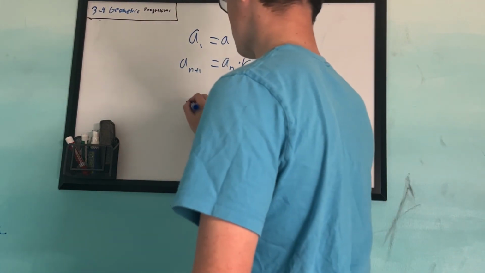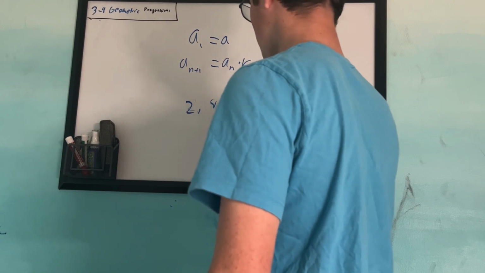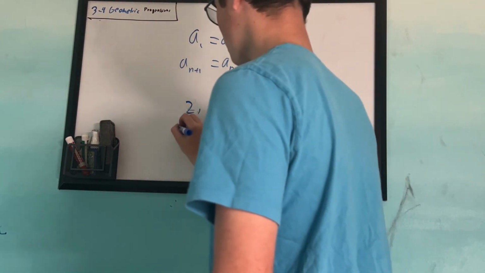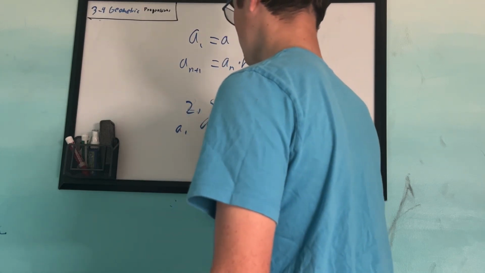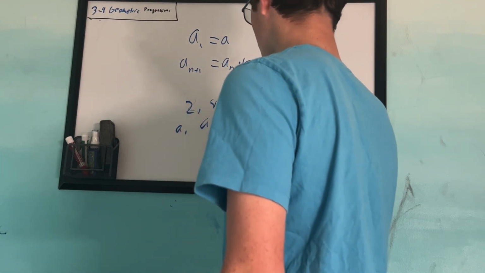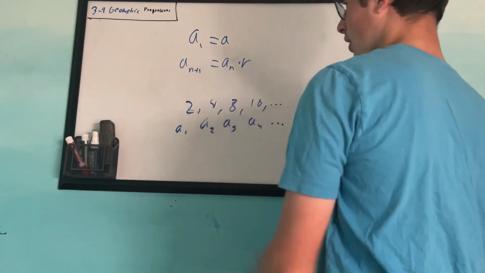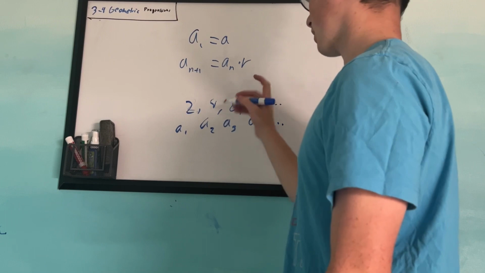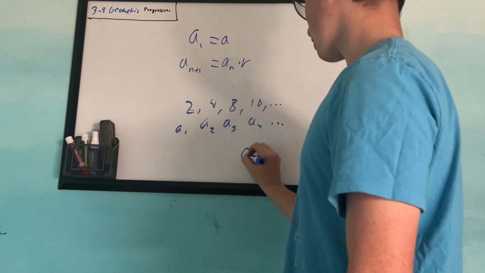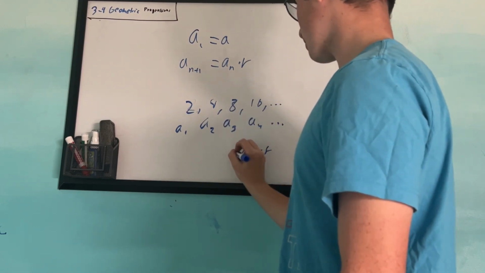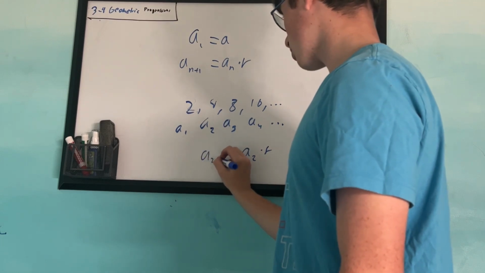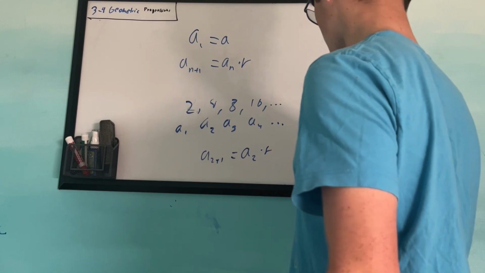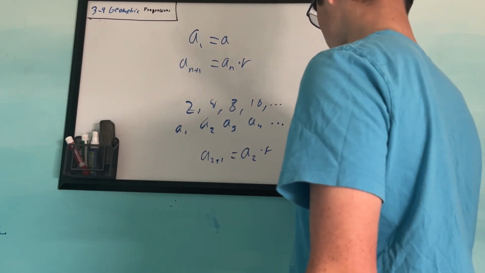So in 2, 4, 8, 16, and so on, you see a1 is 2, a2 is 4, a3 is 8, and so on. If you want to figure out what the common ratio is, we could take a sub 2 times r, which will equal a sub 2 plus 1, or a3. So you have a3 equals 4 times r, or r equals 2.